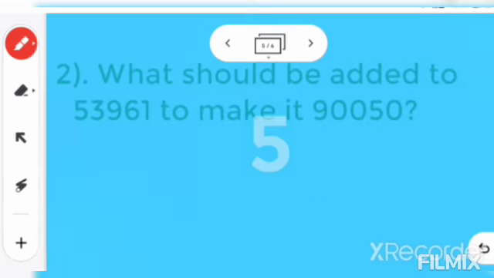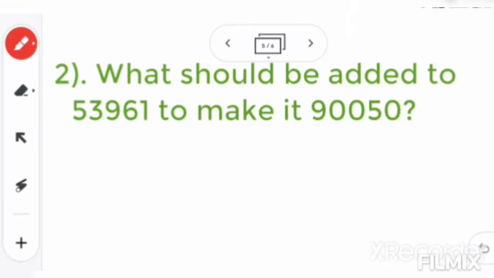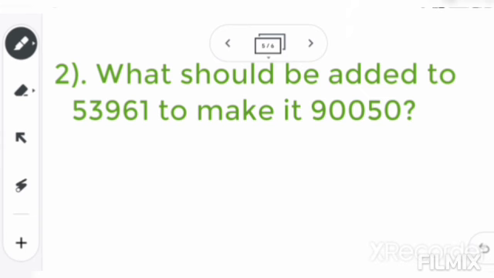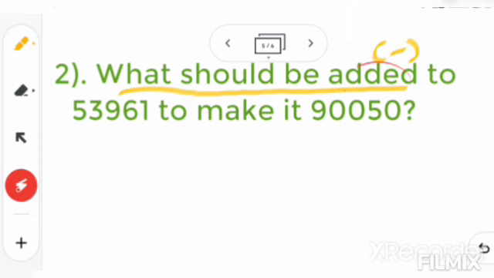Okay, now next in the exercise, the second sum, a problem is given. What should be added to 53,961 to make it 90,050? As soon as seeing added, don't add the number. Already I had told you, what should be added? This is the keyword for subtraction. You should not see only the word add. You see the full sentence. What should be added? This is the keyword for subtraction. So here you have to do the subtraction.